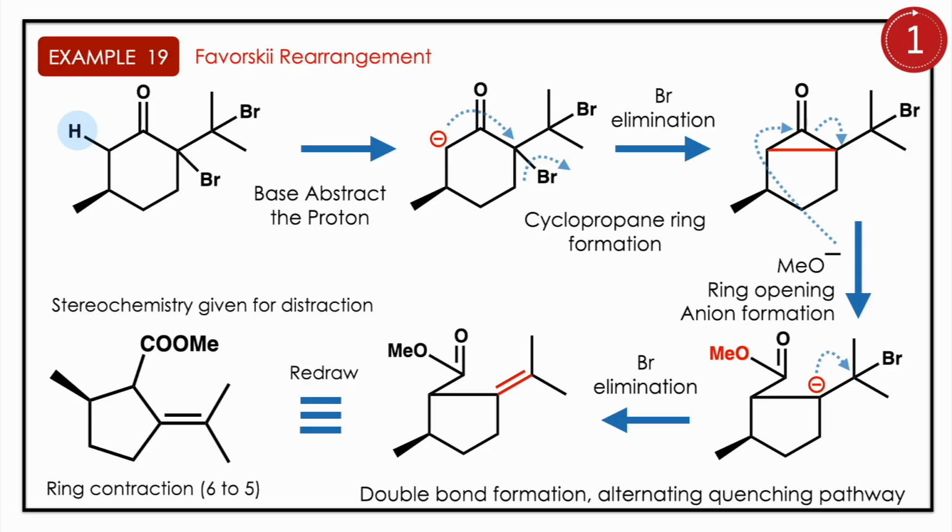So if you redraw nicely, you can clearly see you end up with a 5-member ring, same configuration of the methyl group, only the quenching pathway is different. The concept you outline here is that in Favorskii rearrangement, stereochemistry won't play a major role.